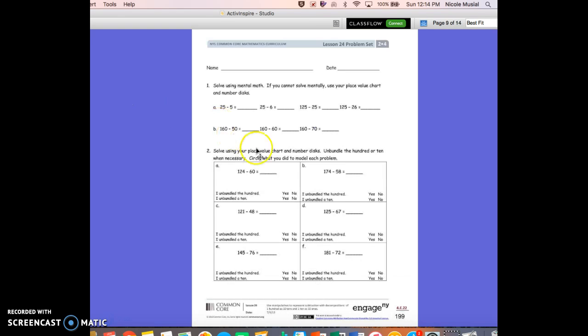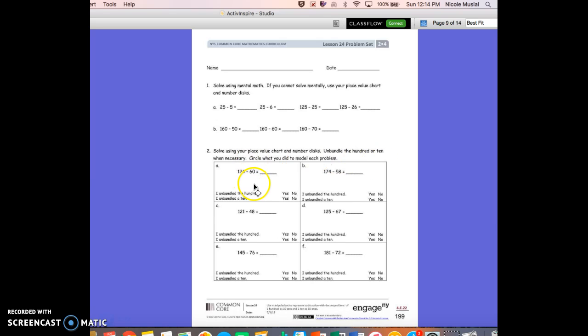Now, when you do your problem set, you're going to try to solve these mentally up here. And if you can't, it's okay. You can use your place value chart and your number discs, okay? Now, this part over here is where it gets a little bit confusing. You're going to solve these using your number discs, or you could draw it on your place value chart. And you're going to unbundle the 100 or the 10 when necessary. And you're going to circle what you did.